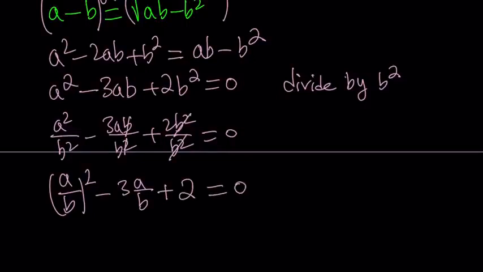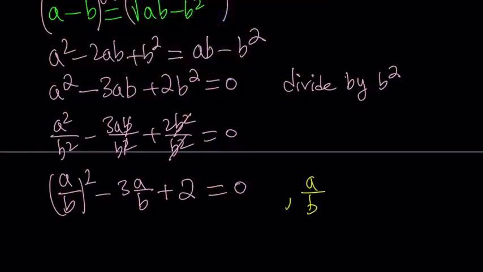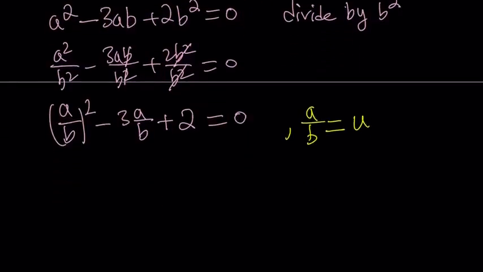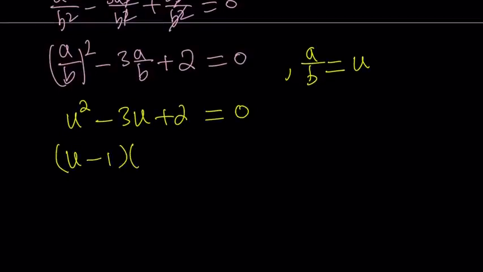Okay. Cool. What is so cool about it is that you can use substitution again. Substitution forever, right? So let's call a over b, let's set it equal to u. How about maybe we'll get some 2u somewhere. So now, since a over b is u, we can write this equation as u squared minus 3u plus 2 equals 0. Now, this is factorable definitely, and I can factor it as u minus 1 times u minus 2 equals 0, which implies u equals 1 or u equals 2.